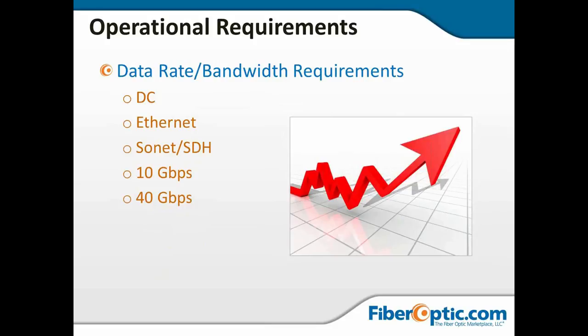What data rate? These are all questions that we need to look at on the front end. So what data rate are we going to be looking at? DC, a direct connect, are we looking at Ethernet? A SONET or SDH, are we running 10 gig or even up to 40 gigabits? All of this is going to affect cost and how we design.